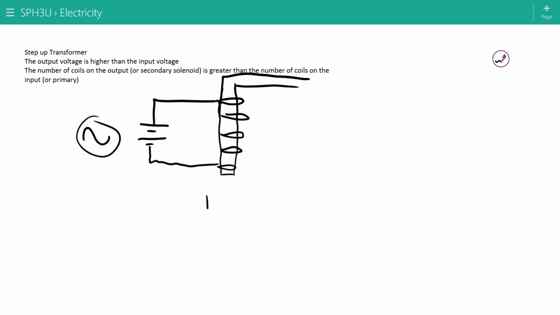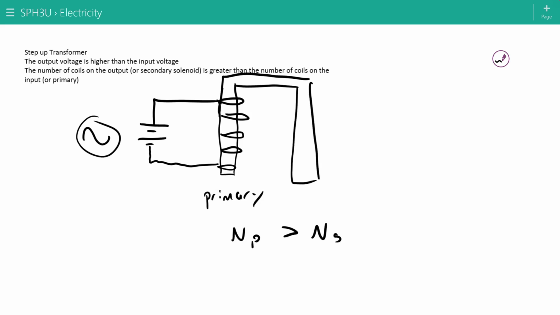On the primary and a higher number of coils on the secondary. So maybe this guy's going to loop a lot more times. And what that means, I put my greater than and less than on the wrong side. There you go, like that. So the number of primary turns is less than the secondary.